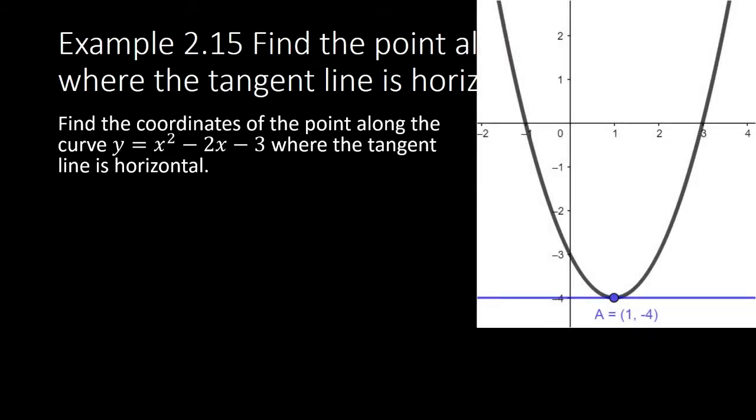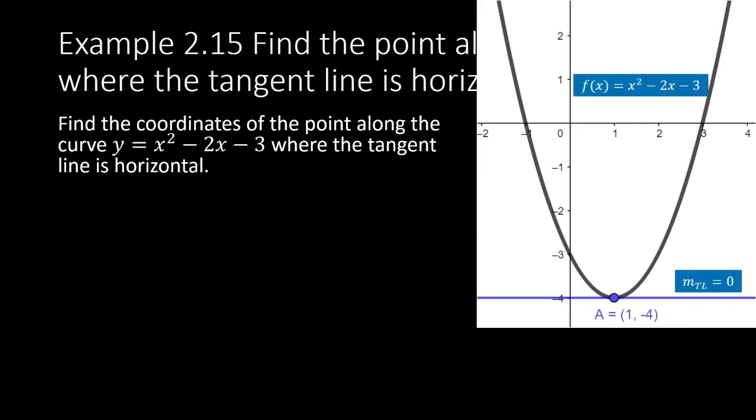And if the parabola is available, if we can see the graph right away, by simple inspection, we can tell that the tangent line to the curve is horizontal at the point A, whose coordinates are 1 and negative 4. The tangent line is going to be horizontal when x is equal to 1. Now, let us verify that, without relying on the graph.